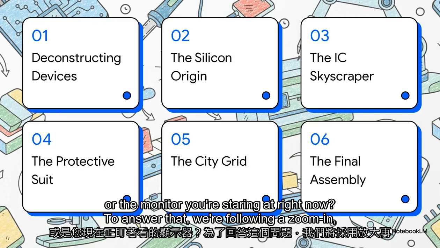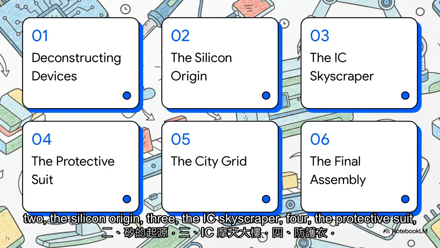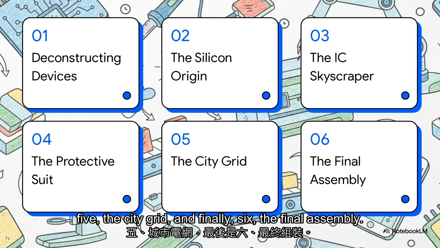To answer that, we're following a zoom-in, zoom-out roadmap. We're going to look at 1, deconstructing electronics, 2, the silicon origin, 3, the IC skyscraper, 4, the protective suit, 5, the city grid, and finally 6, the final assembly.